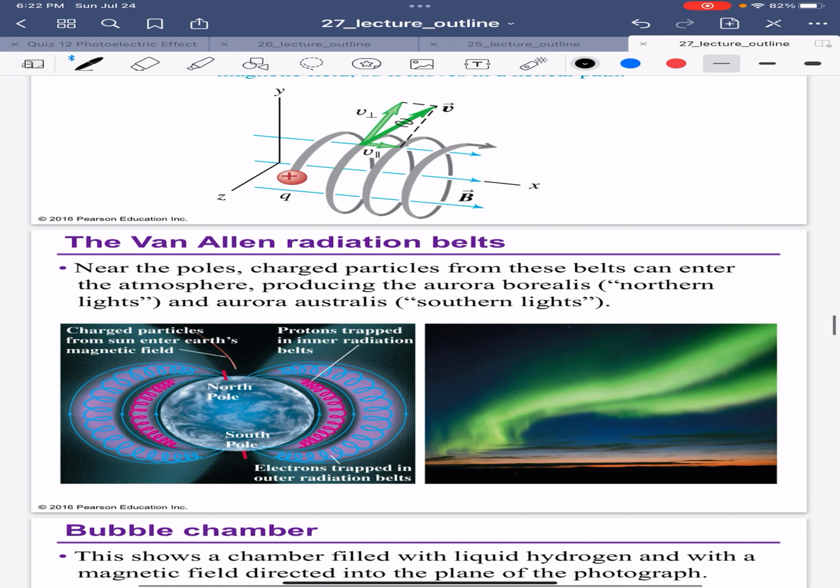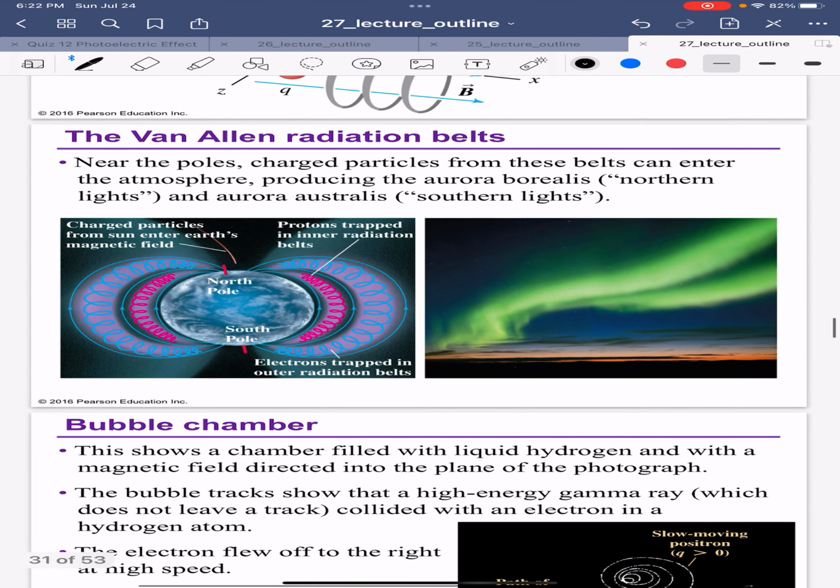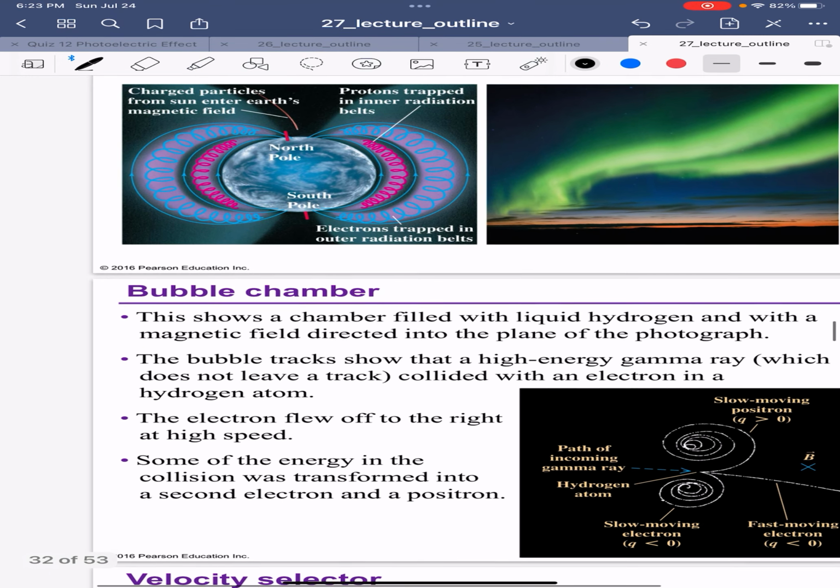Here also, near the poles of the earth, there is a belt going around the earth. It is called the Van Allen radiation belt. And charged particles from these belts can enter the atmosphere, producing the aurora borealis here, and some kind of effects in the atmosphere.